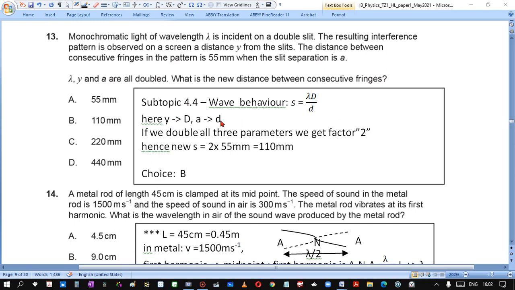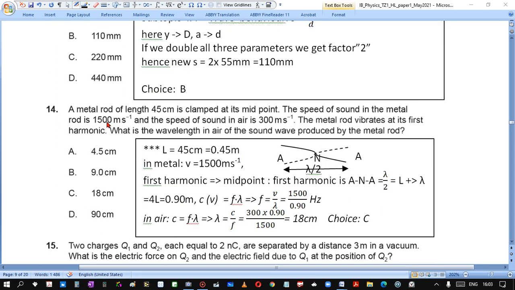We substitute for separation. And now we start. So if we double all three parameters, we get 2. So we double lambda, we get double D, capital D, and we double 2. So factor 2 is left. So actually we double the fringe distance between fringes. So originally it was 55, now it becomes 110, so it is choice B.